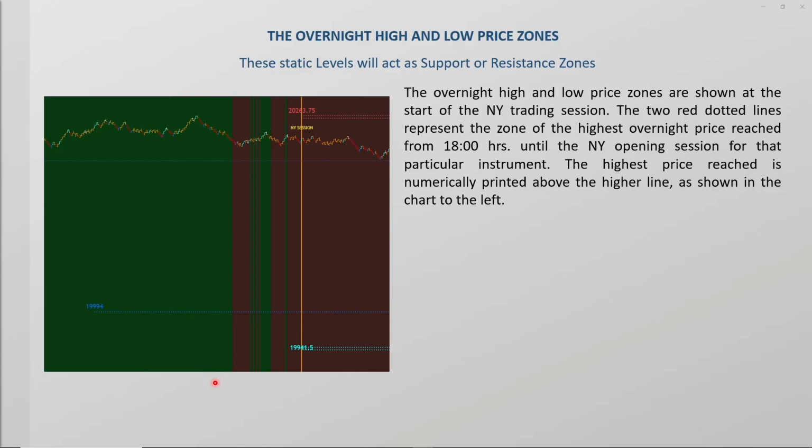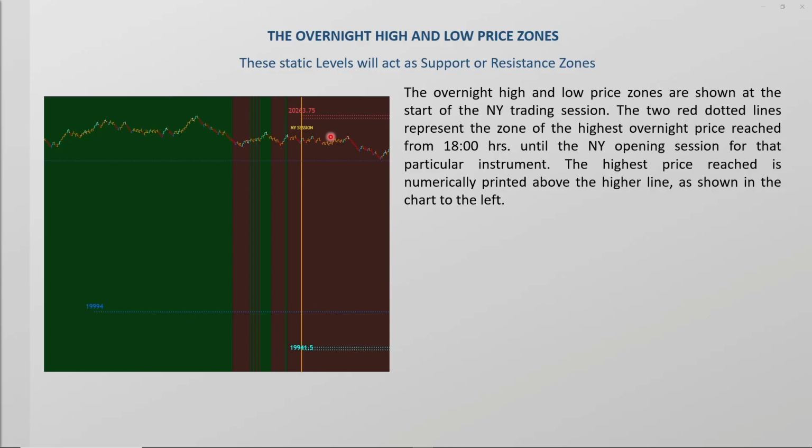In the static level, we have the overnight high and overnight low price zones. The overnight high is the maximum price reached since 1800 hours the day before and the opening session for that particular instrument. This zone is printed as two dotted lines in red color, and the numerical price, the highest price reached, is printed in numbers at 9:30 in the morning. If we're talking about the equities indices like the ES, S&P 500, the Nasdaq 100, the Russell 2000, or the Dow.